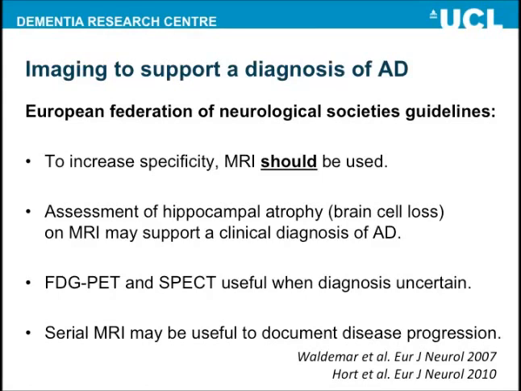And the guidelines also state that when the diagnosis is unclear, additional types of scanning, two types of functional scan called FDG PET and SPECT, which I'll talk about a bit later, may be useful. And again, when the diagnosis is unclear or to document disease progression, repeating the MRI scan after a period of time may be helpful.